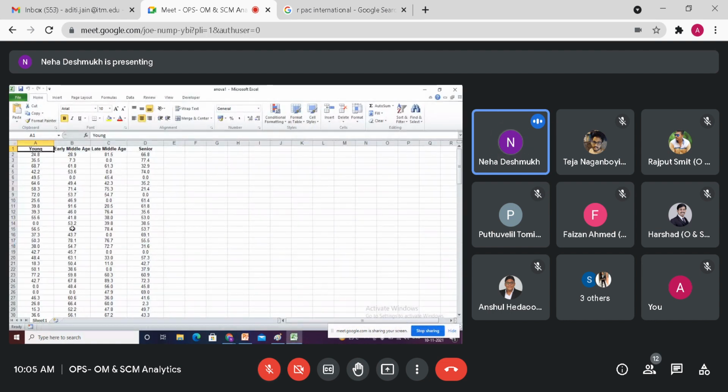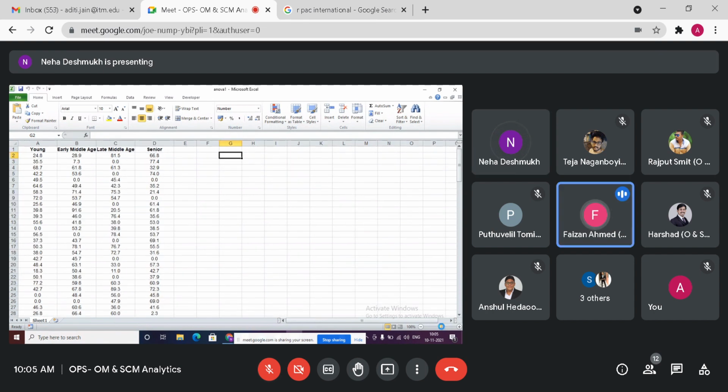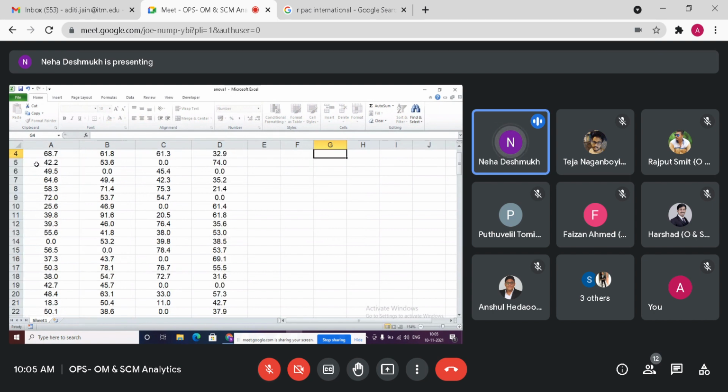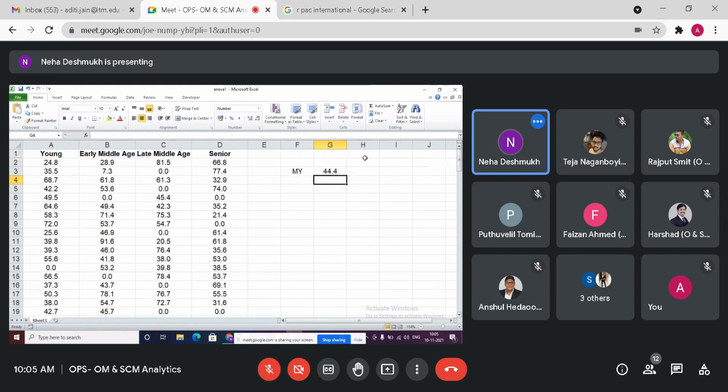See, this is the data. Is this visible? Yes, ma'am. So let's suppose the mean of Y, the first one, capital Y, the mean of young. How to calculate? Average, right? Select the data and enter. I can increase the decimals.